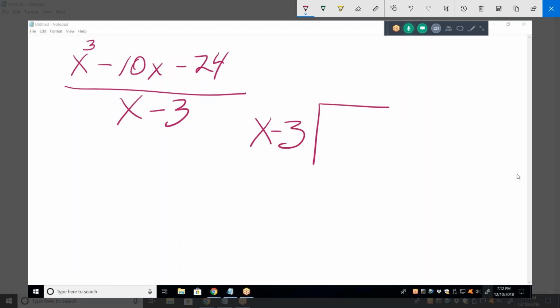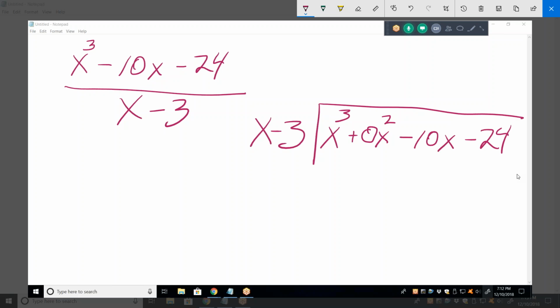What goes inside that? X cubed minus 10x minus 24. Notice that it's missing an x squared. You have to put in a dummy filler, is what it's called. 0x squared, like that. Then minus the 10x, then minus 24. Now we have every level of x inside the radical. It's not really the radical sign, but the divisor sign.